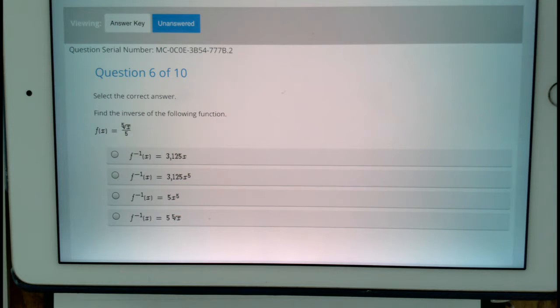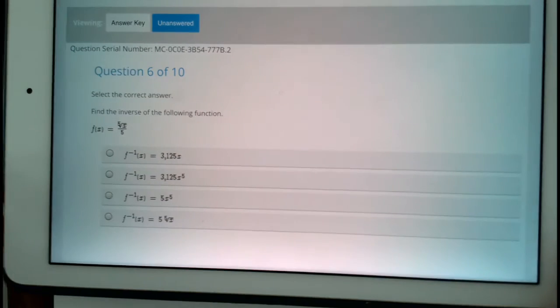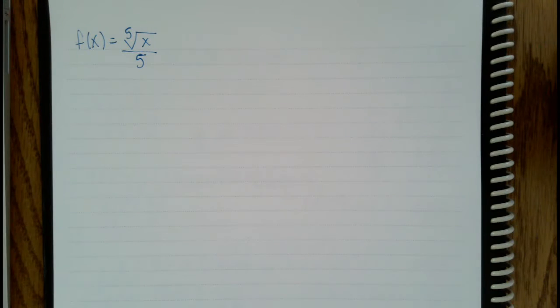And again, all that we can do is copy down the problem, and then we can flip over to our paper, and we can work it out. So I have it written down a little bit easier to see, at least I hope it is. And our first step is to rewrite f of x as y.